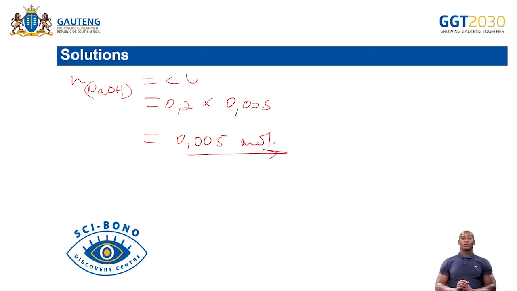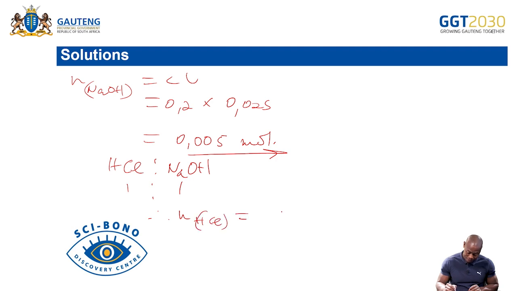Then how am I going to get the number of moles of hydrochloric acid? Mole ratio. From the balanced equation, HCl to NaOH is 1:1. If it's 1:1, therefore the number of moles of hydrochloric acid is also going to be 0.005 mole, since the ratio is 1:1 from the balanced equation.